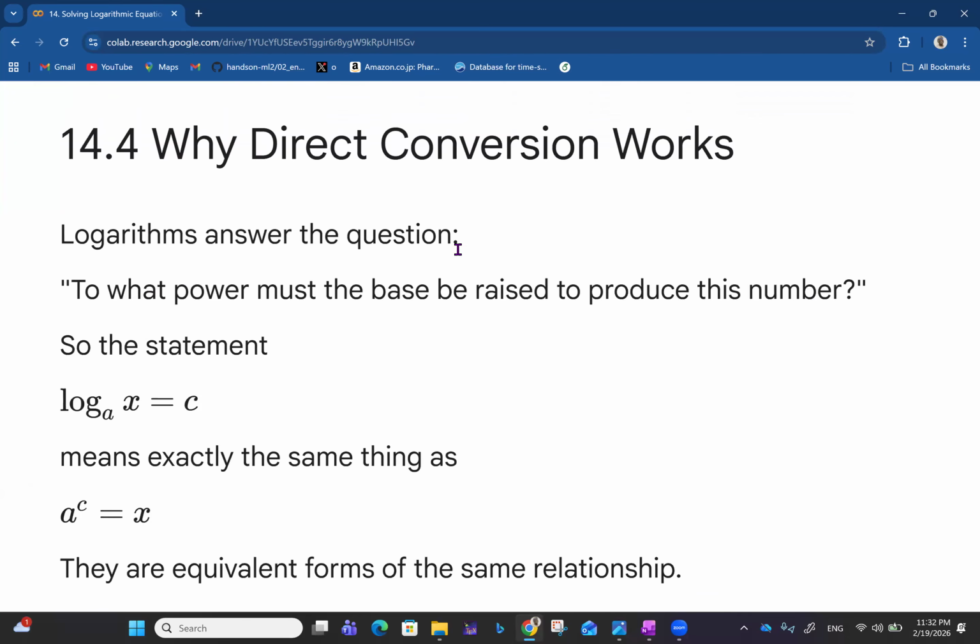Now, why does direct conversion work, right? Logarithms answer the question, to what power must the base be raised to produce this particular number? So the statement log x to base a equals c means exactly the same thing as a raised to power c equals x.